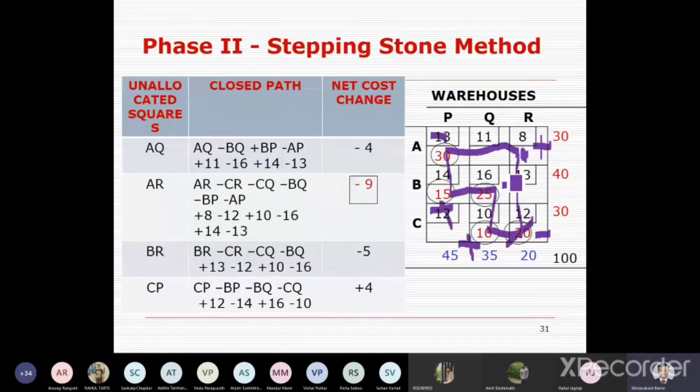This is one thing I want to maintain, the 5 allocations as they are, and another thing I cannot change, because this is the procedure to find the transportation cost. Because of changing this allocation, I cannot change the capacity of plant A, which is already 30. Plant B capacity is 40. Plant C capacity is 30. And these warehouse capacities also I have to maintain as they are.